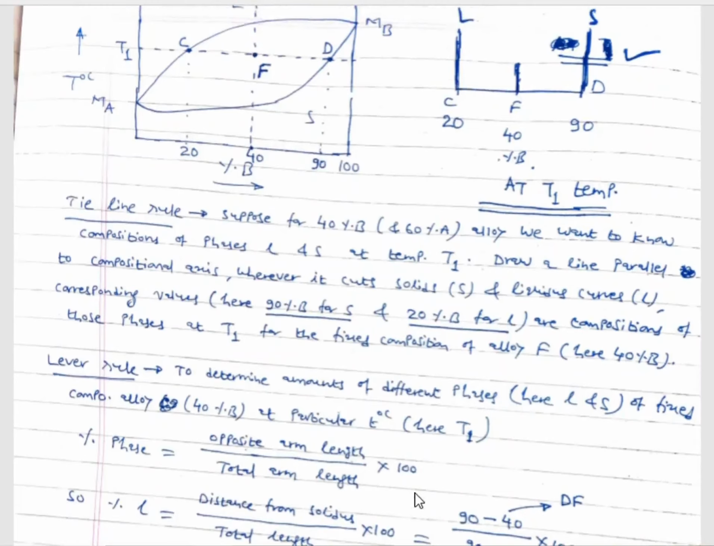So percentage liquid is the distance from solidus divided by total arm length. Opposite arm length means distance from solid phase. So percentage liquid or amount of liquid can be calculated by considering the distance from the opposite phase, that is the solid phase. So the distance from the opposite phase of the phase composition will be 90 minus 40.